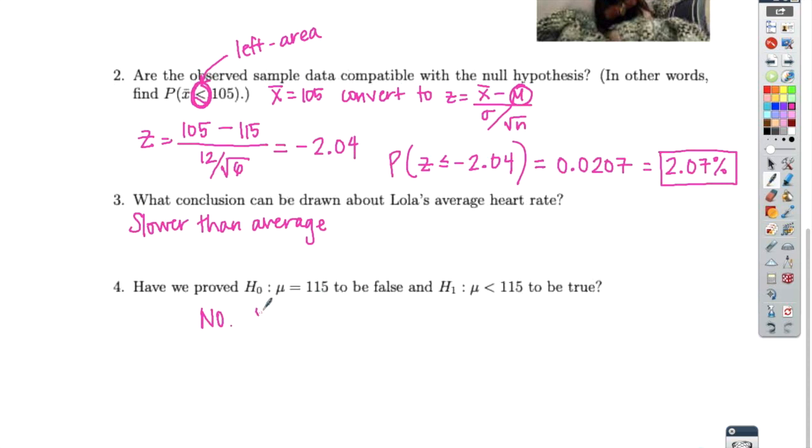What we will say is that we reject the null hypothesis. We never can say that we've proven it to be false. We never can say that we accept the alternate hypothesis. All we ever say, and we always use this exact language, is that we reject the null hypothesis.